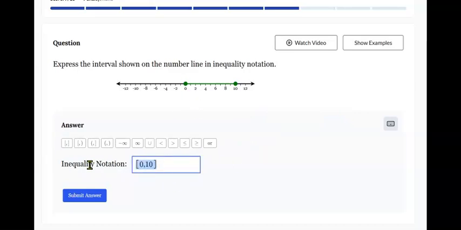The other notation I can use is inequality notation. That states that I can be between 0 and 10. So I start with 0, I write the less than or equal to sign, I write the x, I write the less than or equal to sign, and I write the 10. Both of these answers are correct.